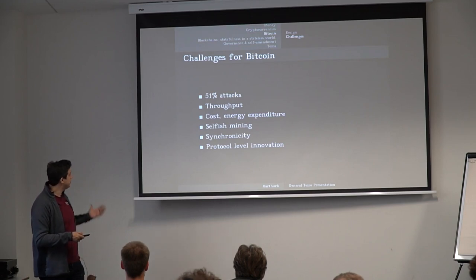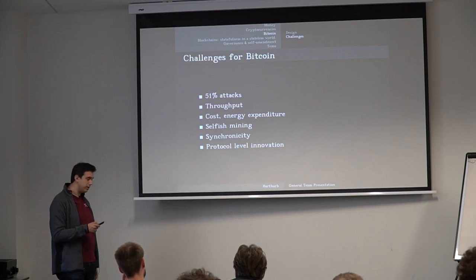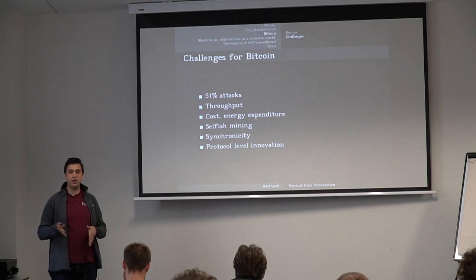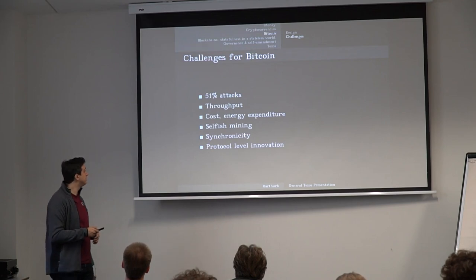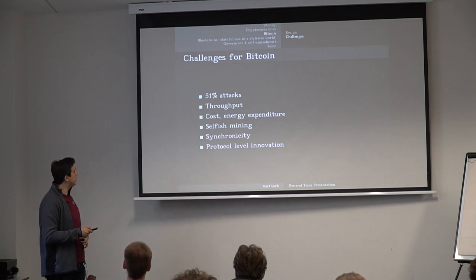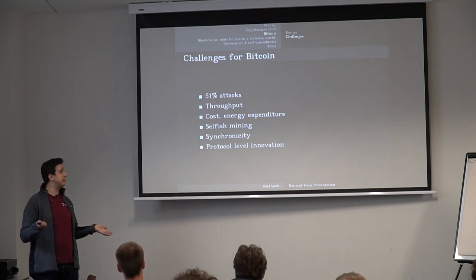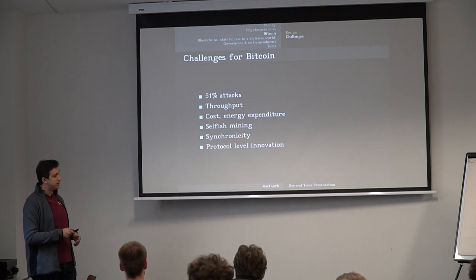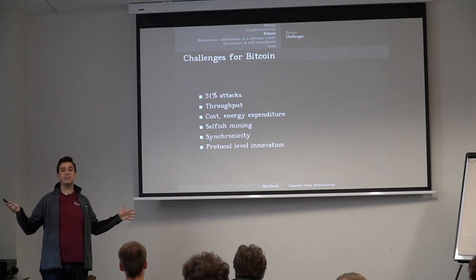There are other issues like selfish mining, which don't completely threaten Bitcoin but can cause some issues, where some miners who have a large stake in the network, without having 51%, become more efficient than others. You have issues of synchronicity. Even though Bitcoin looks different from traditional consensus algorithms, it is actually somewhat more restricted in its assumptions, in the sense that this 51% attack works if everyone gets the blocks right away.